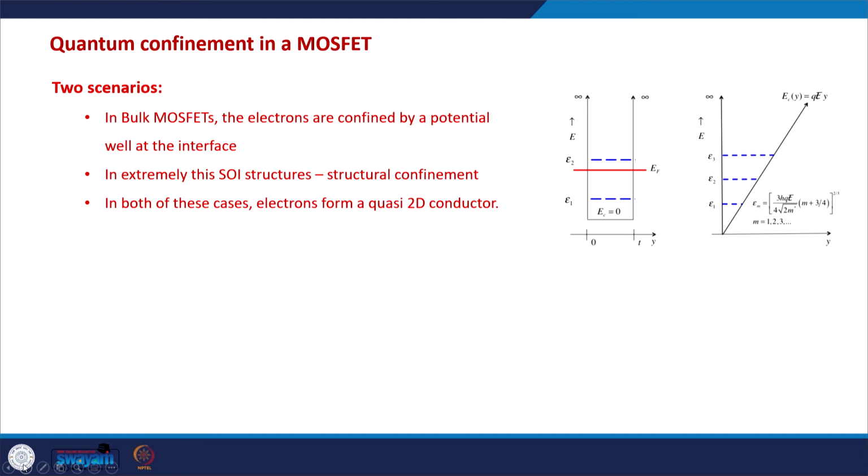This is the kind of confinement that is there in bulk MOSFETs. This is the shape of the quantum well that is formed in the bulk MOSFET at the interface of the oxide and the semiconductor, and this is the kind of confinement that is there in ETSOI structures, or most of the nanoscale SOI MOSFETs.